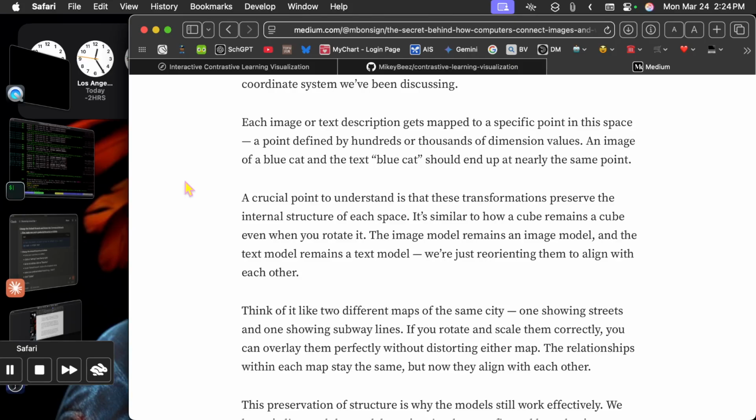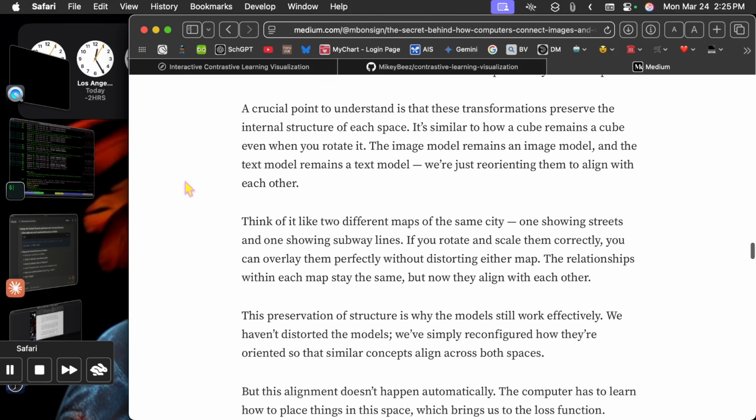A crucial point to understand is that these transformations preserve the internal structure of each space. It's similar to how a cube remains a cube even when you rotate it. The image model remains an image model, and the text model remains a text model. We're just reorienting them to align with each other.